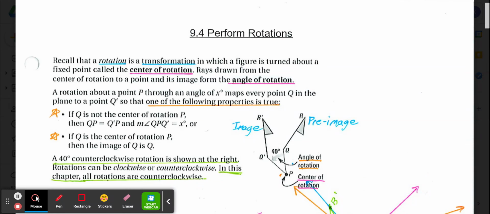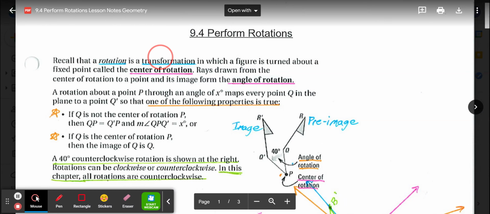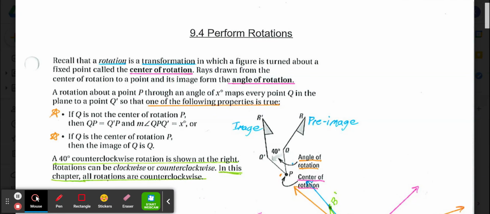So when you think of a rotation, you can think of a rotation as a type of transformation in which a figure is turned about a fixed point called the center of rotation. So rotation you can think of as turning or spinning something around a fixed point. And that fixed point would be the center of the rotation.